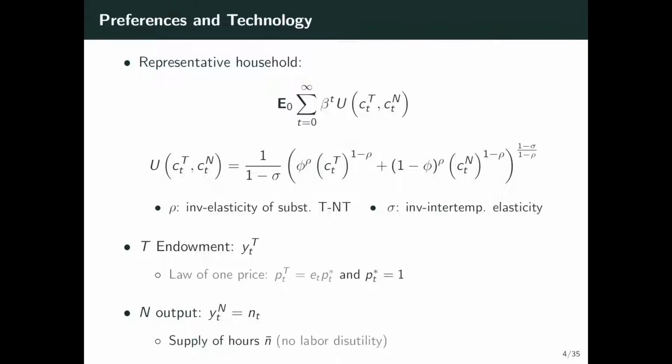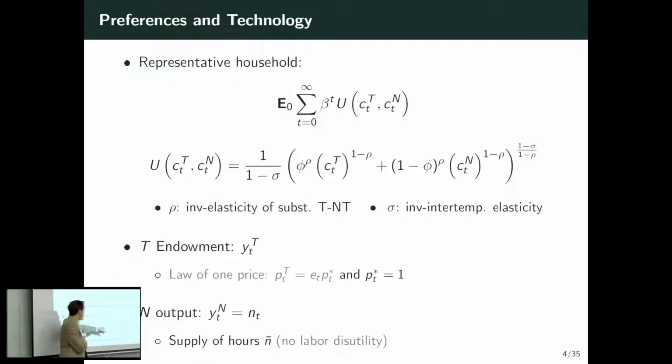It could be a commodity that you can export or import. The law of one price is going to hold for tradables, and for simplicity, I just normalize the foreign price to one. Output of non-tradables is going to be linear in employment, and the supply of hours is going to be fixed at n bar. Okay? Because there are going to be wage rigidities, households may not be working their full hours. And they don't get any utility from leisure, for simplicity.